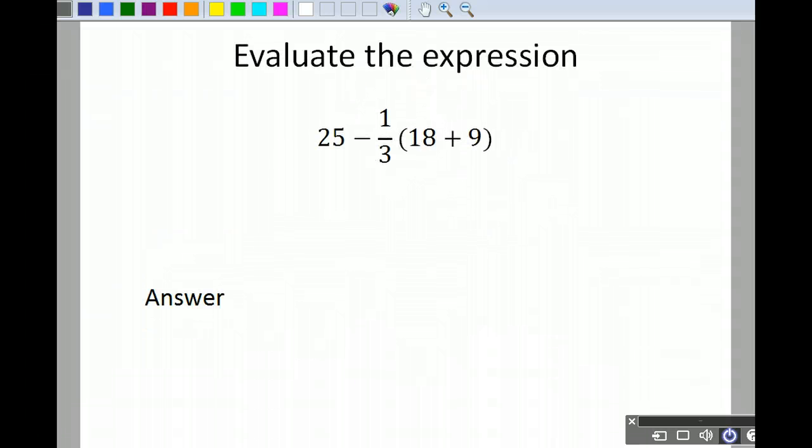Now as you go through these, I'd like for you to pause, and then after you've paused and worked the problem out yourself, then go ahead and hit play again. Do that for each problem.